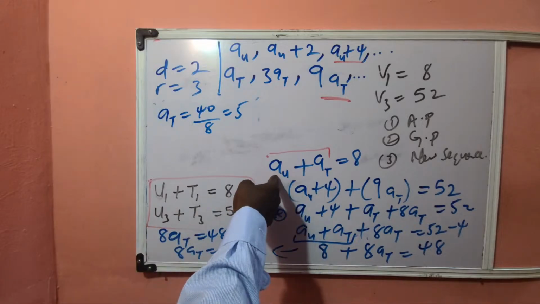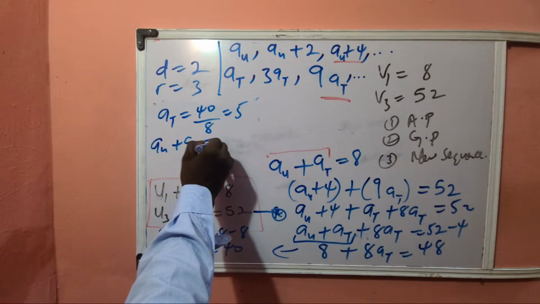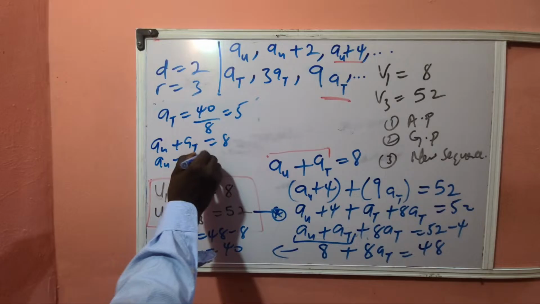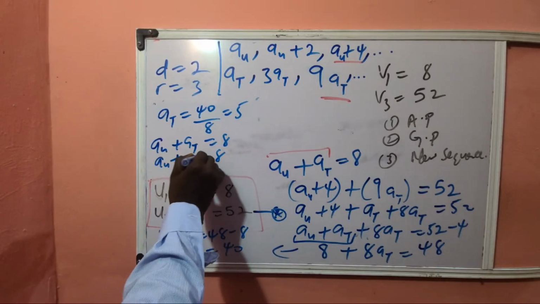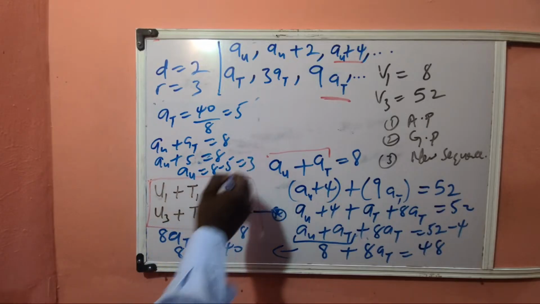So now that I know AU plus AT equals to 8, obviously, if I have gotten AT to be 5, that means AU plus 5 is equals to 8. So my AU will be equals to 8 minus 5, which is 3.